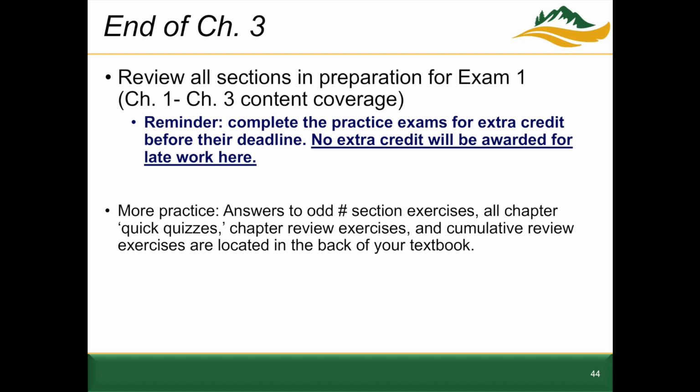I also want to point out that if you're doing sample practice problems, some of the answers are in the back of your textbook. Okay, so I hope you've been keeping up with the material. I hope you've been keeping up with your MyStatLab homework, and I hope you're feeling in a pretty good place to be ready for exam 1. Let me know if I can help with anything at all.